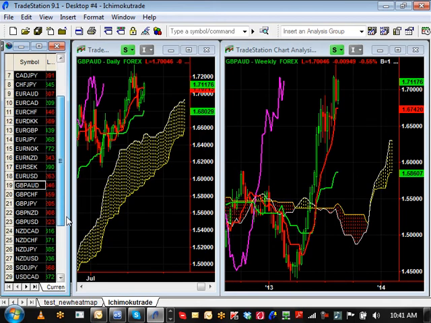Remember the pound was strong against the euro? Well, let's go look at the pound currencies and see if we can find any correlations.